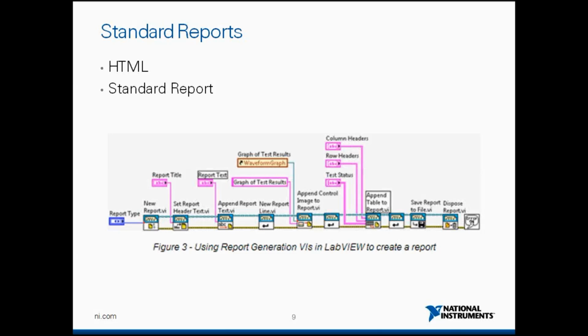So we start with a New Report VI. Thereafter we have the Set Report Heading Text VI, the Append Report Text VI, the New Report Line VI, Append Control Image to Report VI, Append Table to Report VI, Save Report to File VI, and Dispose Report VI, and then finally a simple error handler. So we have a simple chain of VIs using which you can set different properties within the report and have complete control over it.